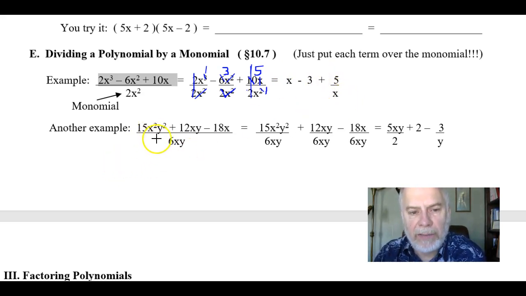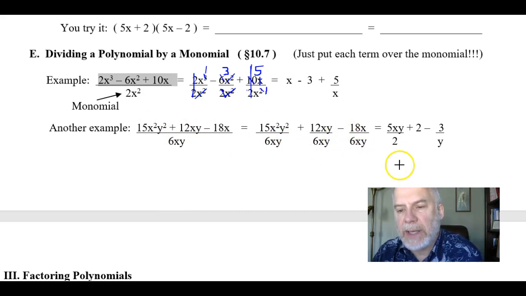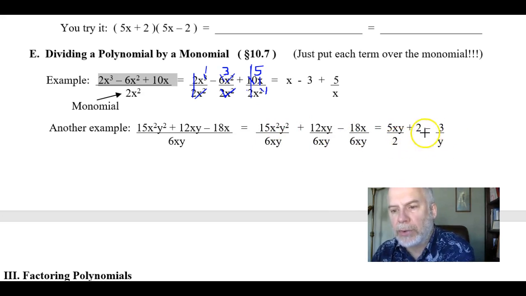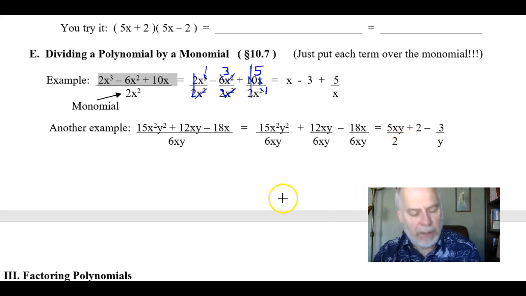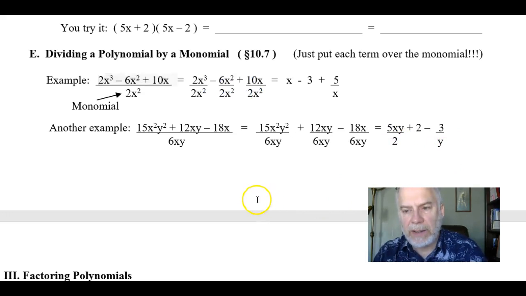Another example, we have this polynomial divided by 6xy. So just put each term over 6xy, and you see that I did that. And then I reduced, and I got 5xy over 2 plus 2 minus 3 over y. So some things don't cancel in the bottom, but you'll just have to leave it the way it is. And so that's the answer. All right.